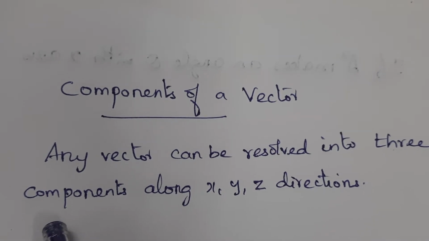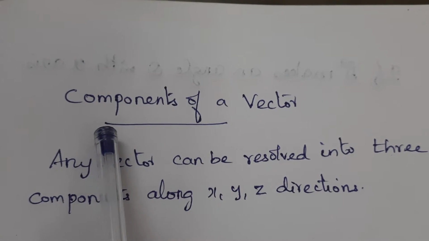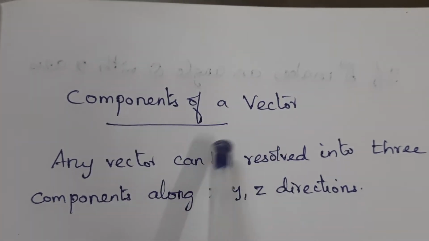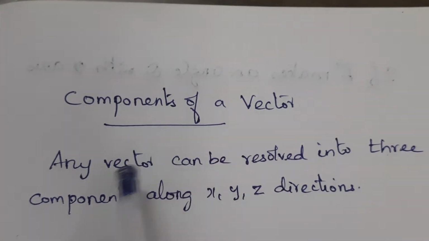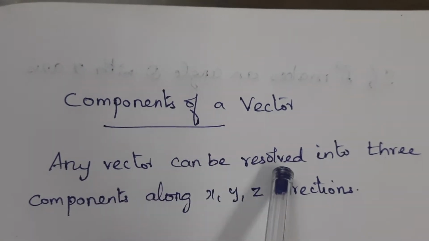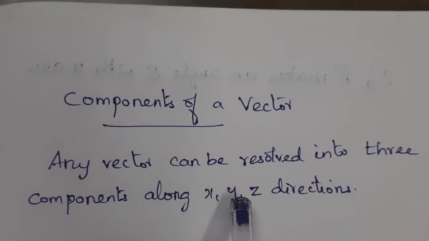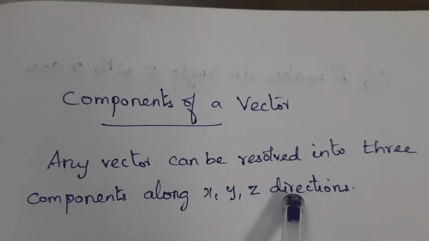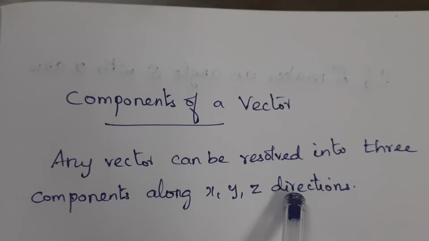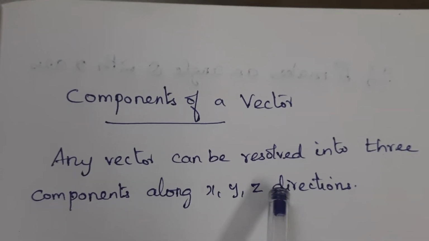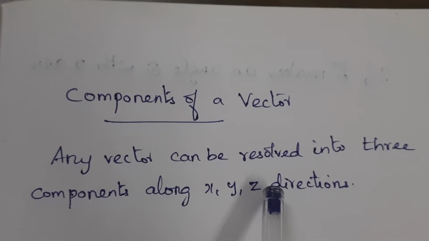Let's move on to today's topic. Today I am going to teach components of a vector. Any vector can be resolved into three components along x, y, z directions. That is, in the Cartesian coordinate system, a particular vector can be resolved into three components along x, y, z directions.